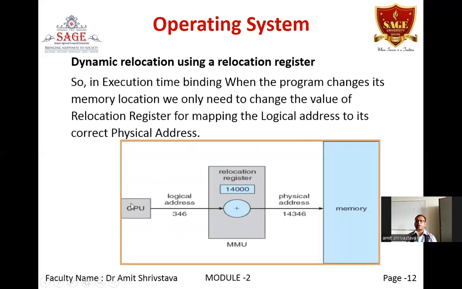So suppose our CPU is generating the logical address of 346. This will basically be the statement number of my program. Now, the relocation register is holding the address 14,000. It means that my program has been loaded into the physical memory starting from 14,000, and that is why this 14,000 is stored in the relocation register. So whenever I need to go to statement 346, I will have to add this 14,000 to it. So the address will become 14,346 in the physical memory. So this is how the relocation register works.